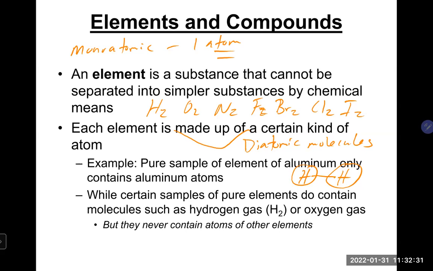So let's talk a little bit about a molecule here, which sometimes gives people trouble. It is basically the combination of two or more atoms. So H2, O2, N2, and so forth, they are all diatomic molecules, but they're all considered elements. So if you have the element of hydrogen all by itself, not combined with anything else, it comes as H2, as a diatomic molecule.